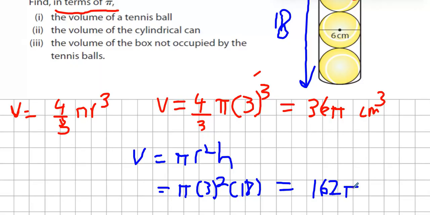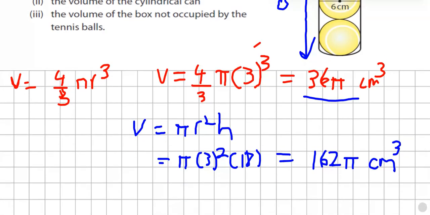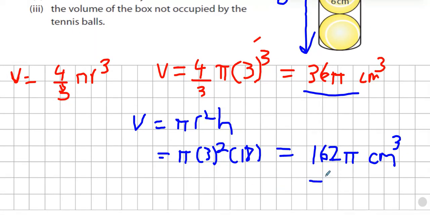Next thing we're going to do, guys, is get the volume of our can, which is 162 pi, and take away 3 times 36 pi, which is 108 pi. So take away 108 pi. What do we get? As we take them away from each other? 54 pi. Cm cubed, is it?